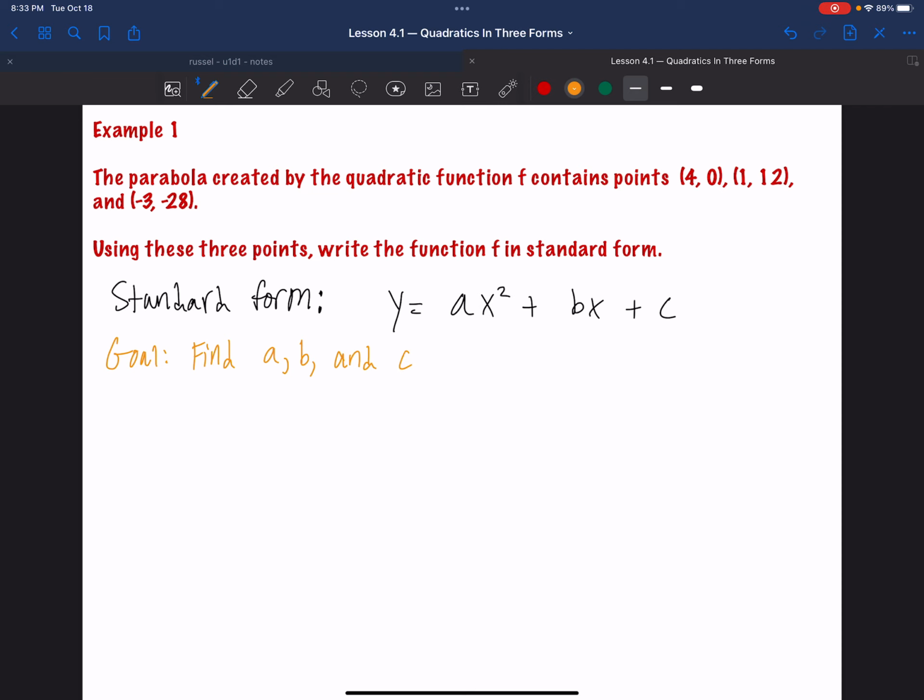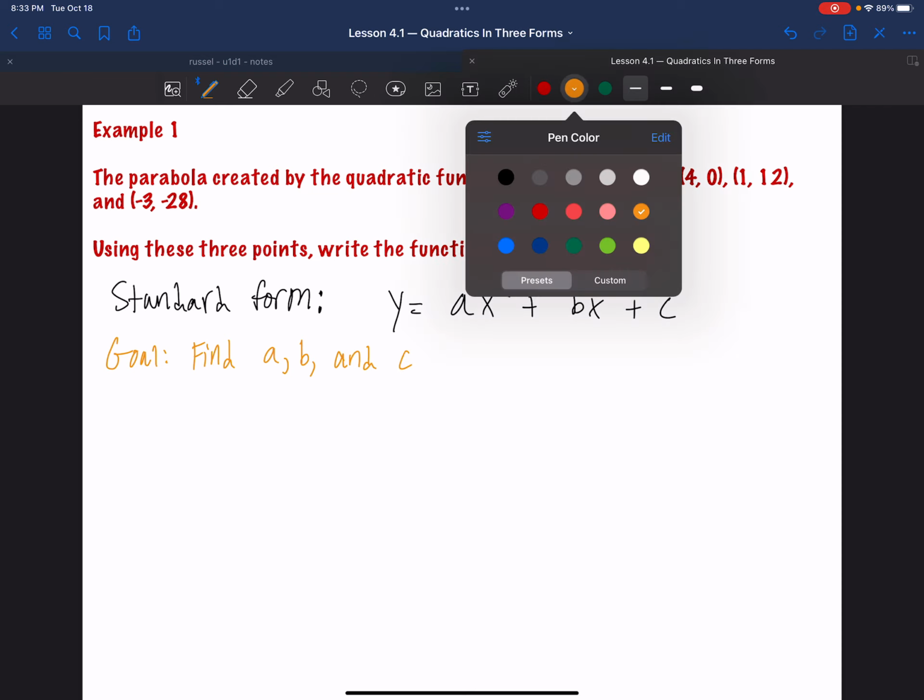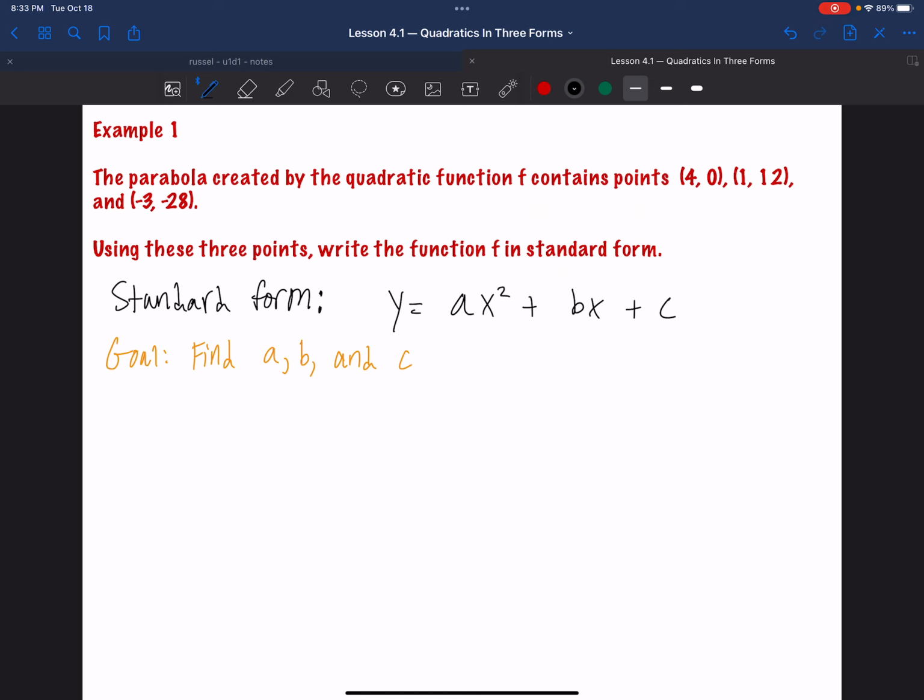And the strategy we're going to do to solve this is we're given 3 points, this guy, and this guy. We have 3 unknowns. So if we can somehow use these points to generate 3 equations, if we have 3 equations and 3 unknowns, we can solve that. So let me show you.